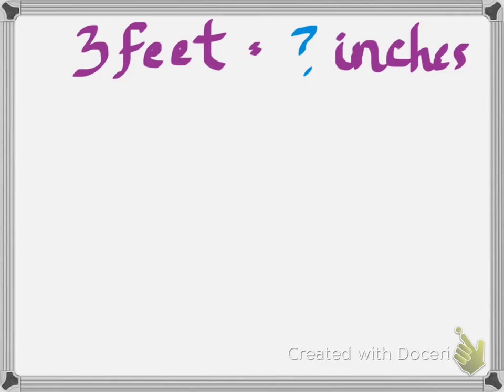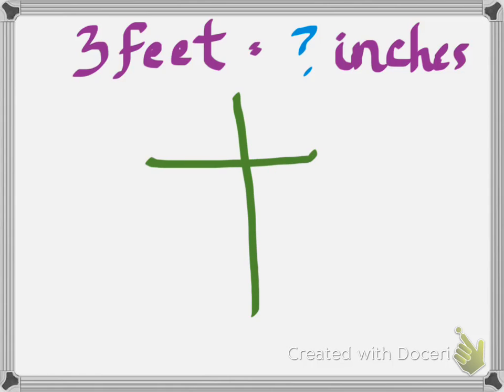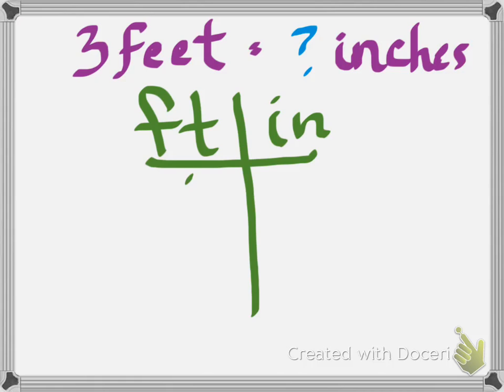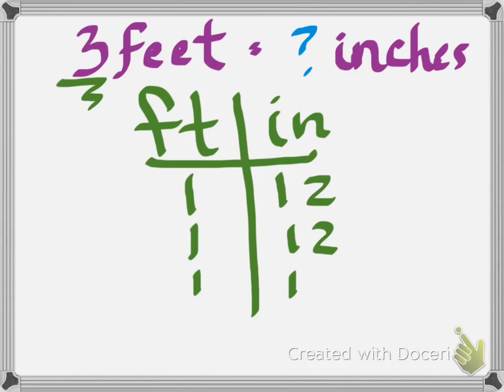So if we had 3 feet, how many inches would that need to be? It's customary, which means we need to create a T-chart. We would have feet over here, and inches over there. 1 foot equals 12 inches. Well, we need 3 feet, so we're going to keep going. We have another foot, that's 12 inches. And another foot, and that's 12 inches.